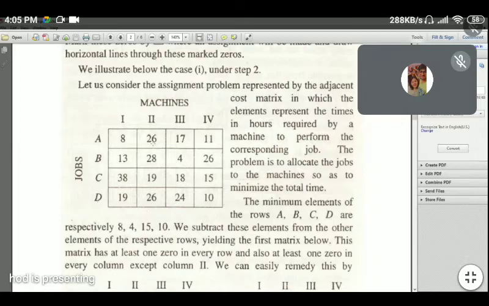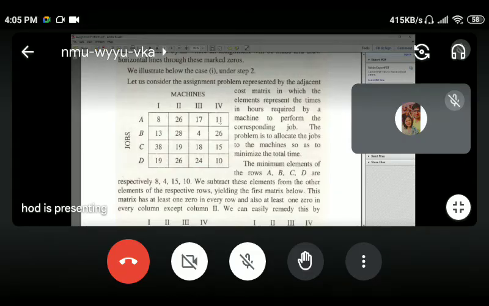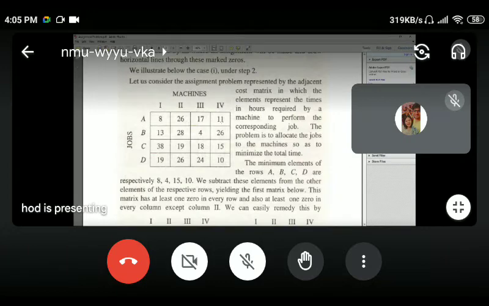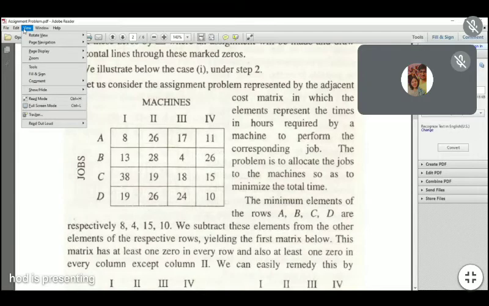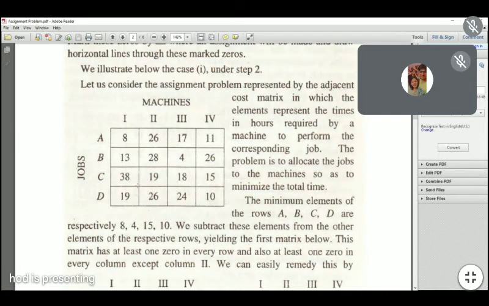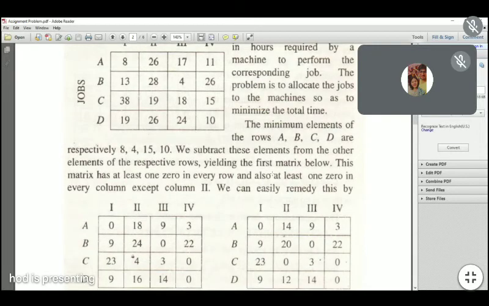So what is the first row? 8, 26, 17, 11, right? Give me a sec, guys. What is the minimum element? 8. So what do I mean? It means you have to subtract 8 from all the elements of the first row. So this is going to give you this matrix. Subtract the minimum element of each row from all the elements of that row.